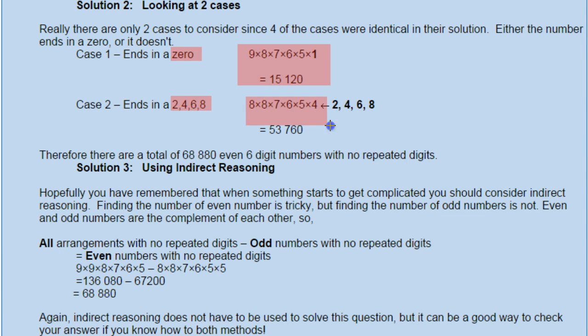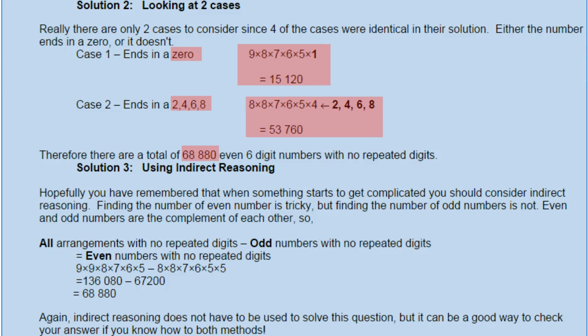So in this case, we have a different solution. We still have the 8 times 7 times 6 times 5, but rather than multiplying by 1, we're multiplying by 4, because we just stuck the 2, 4, 6, and 8 all together. So when we do this math, we end up with 68,000 even 6-digit numbers where no digit is repeated.